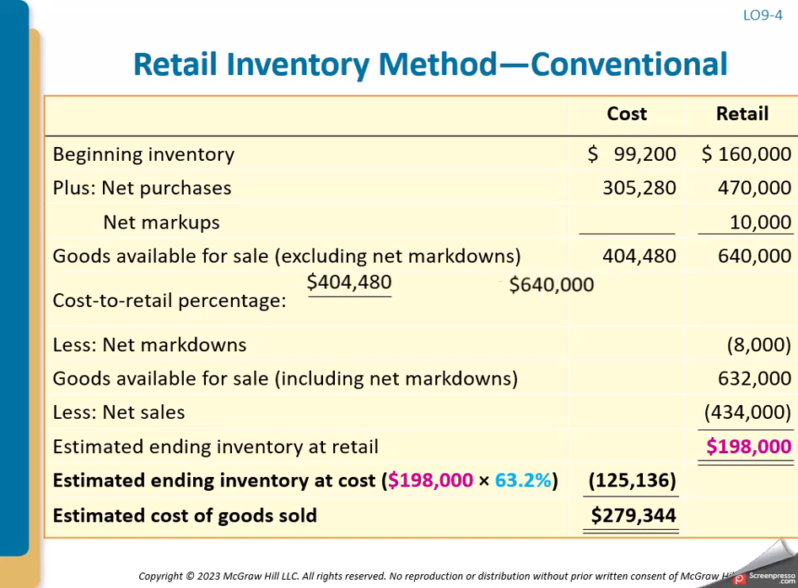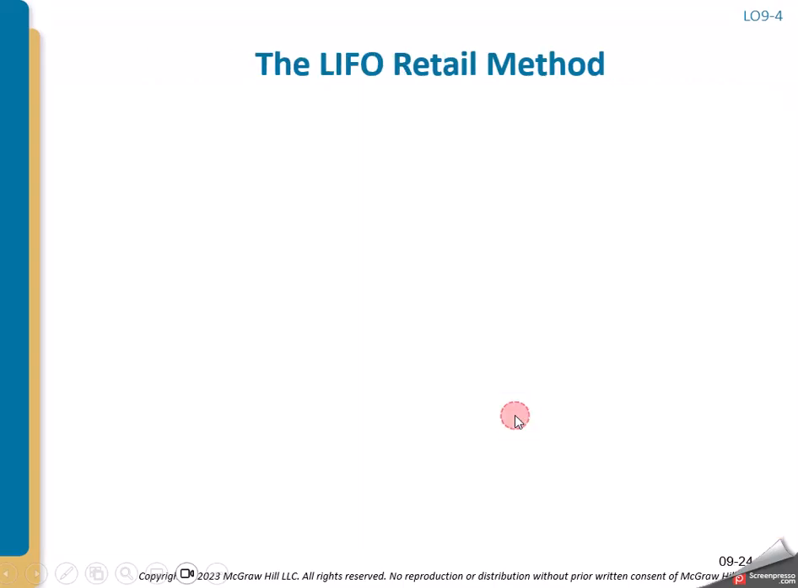And then here is the same thing, except we're not factoring in the markdowns. So notice if we don't factor in those markdowns, the percentage is a little bit lower, which will result in a little bit higher estimated ending inventory cost.